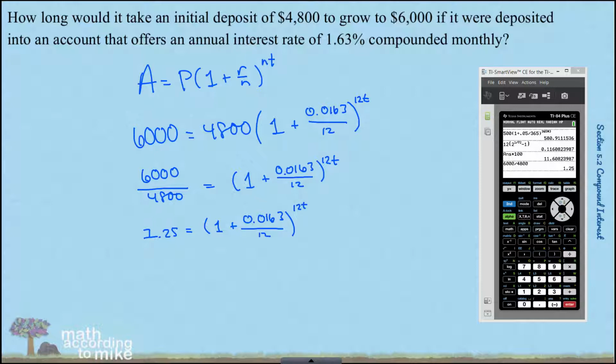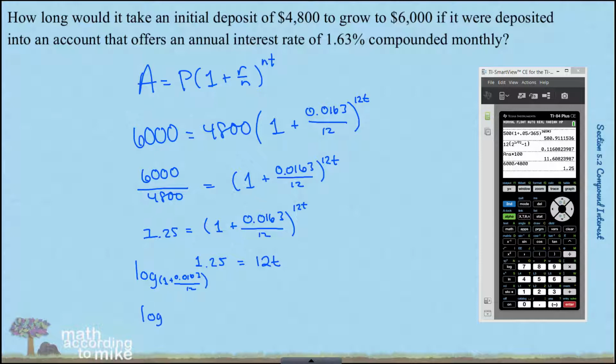All right, so what we are trying to solve for is t. T is currently located in the exponent. To get it out of the exponent, we need to turn it into a logarithm. The base of the exponent is the base of the log. So this is not a pretty base. And our argument is 1.25 equals the exponent 12t. And to solve for t, we'll divide both sides by 12.